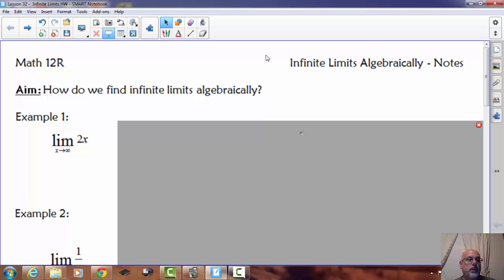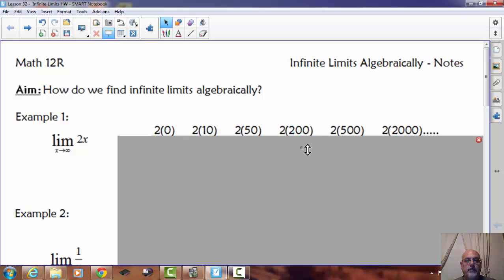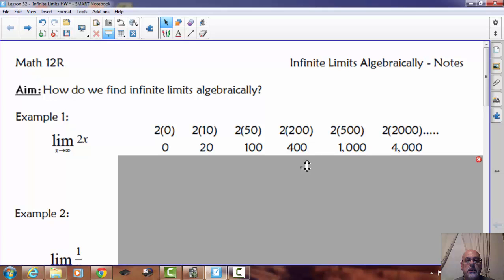The first one we want to look at is the limit as x approaches infinity of the function f of x equals 2x. I started putting in values for x. I chose 0, 10, 50, 200, 500, 2,000, just random values, because it says x approaches positive infinity, so my values in place of x are all increasing.